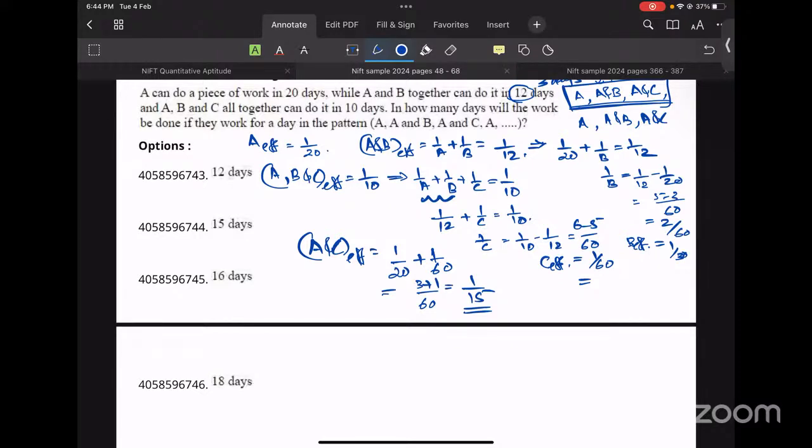So now you can take A's efficiency plus A and B's efficiency plus A and C's efficiency. That is equal to 1 by 20 plus 1 by 12 plus 1 by 15.